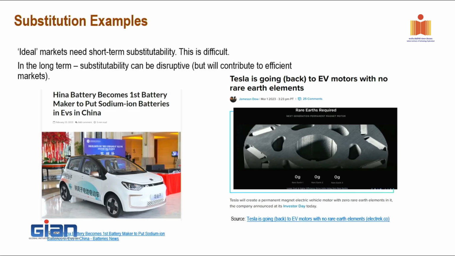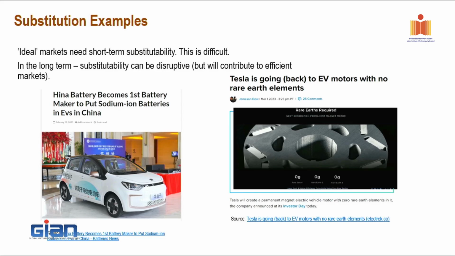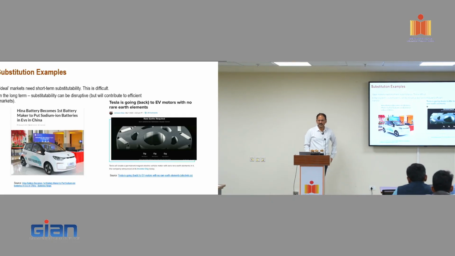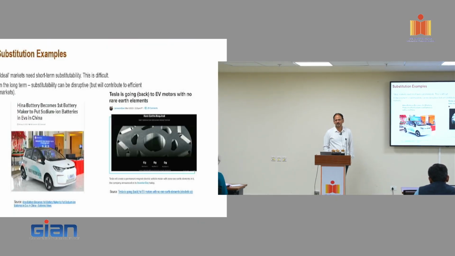Yeah, time up. So I got another 200 slides, and let's wrap it up. So substitutions, as I said, now Tesla is going back to EV motors, electric vehicle motors with no rare earth elements. That means induction motors. When you don't have rare earths, you still need navigation, so you have to work alternative ways.